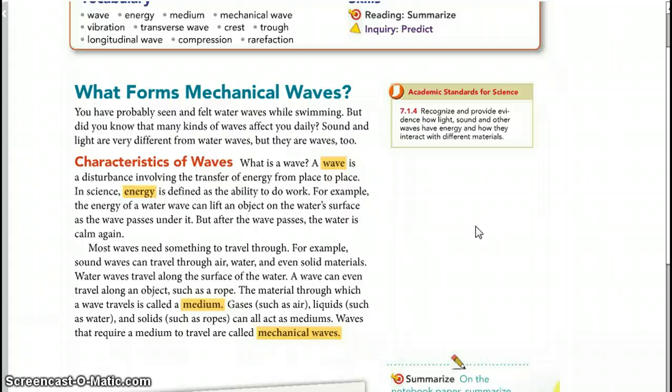Most waves need something to travel through. For example, sound waves can travel through air, water, and even solid materials. Water waves travel along the surface of the water. A wave can even travel along an object such as a rope. The material through which a wave travels is called a medium. Gases, such as air, liquids, such as water, and solids, such as ropes, can all act as mediums. Waves that require a medium to travel are called mechanical waves.